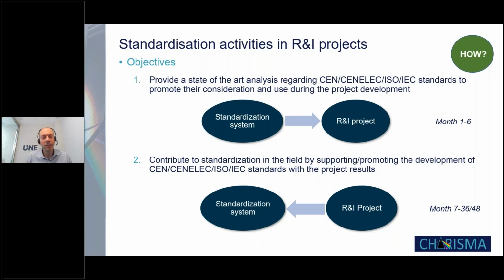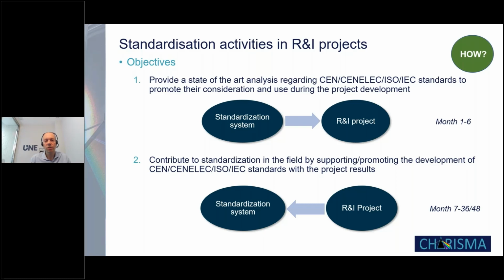And now we enter the second part of this webinar, which is how. Okay, I believe it. You have convinced me, but how can I do that? Okay. At UNE, we see that there are 2 main ways of integrating standardization in the research and innovation project. First, we have a kind of flux of information from the standardization system to the research and innovation project. It is about having a good knowledge of what the standards are there related to my project. And we will have a closer look in the next slide.